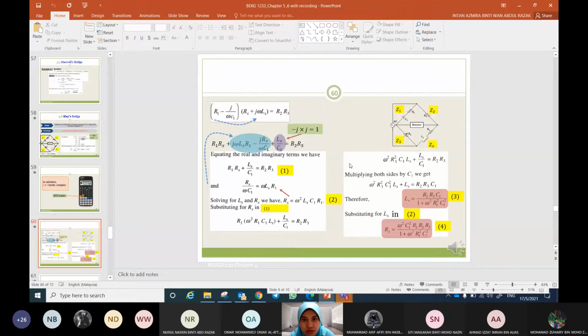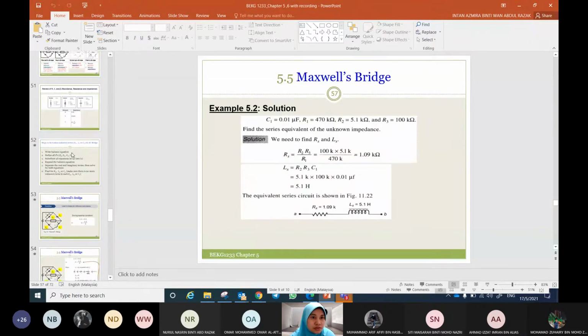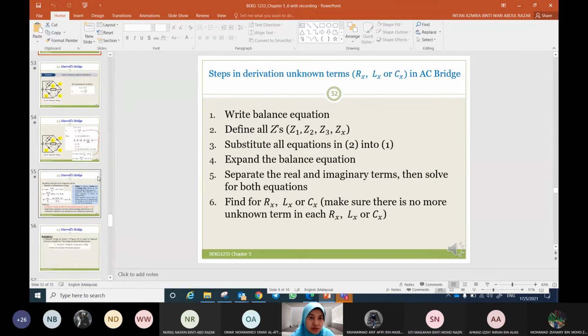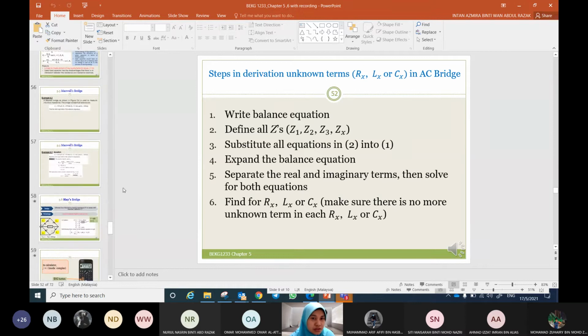Okay, so actually for all the constructions we just use the same steps as in this slide, from 1 until 6. Just use the same steps. Refer to the circuit and apply the same steps.